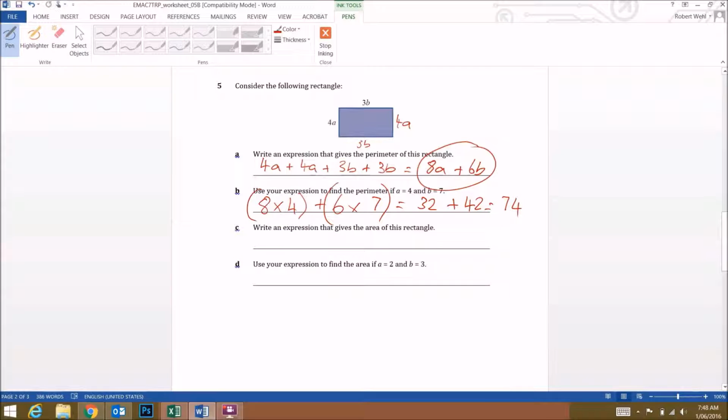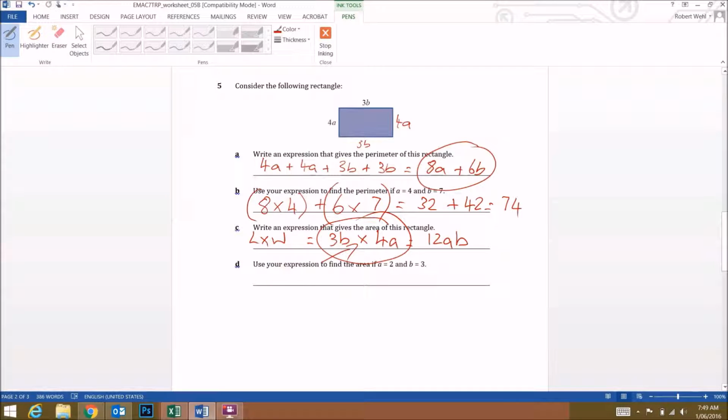Write an expression that gives the area of this rectangle. So the area of a rectangle is length times width. Our length is 3b, and our width is 4a. That would be my expression, except there's a multiplication sign there, so I need to simplify. I need to multiply my numbers together. 3 times 4 is 12, and then my letters go for a ride.